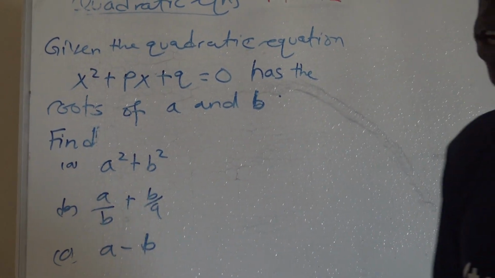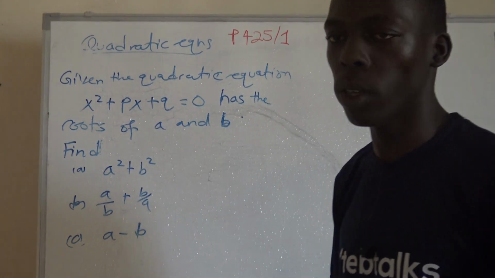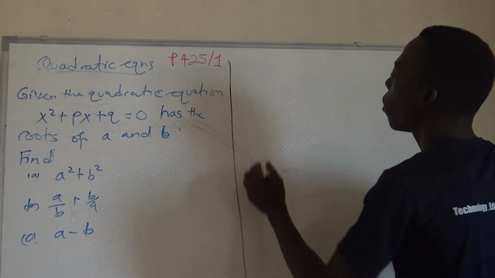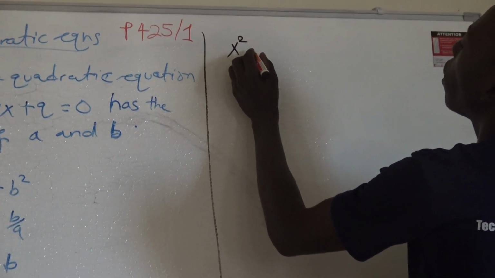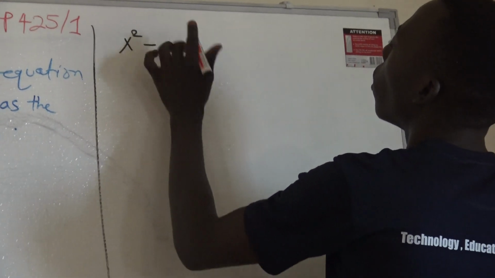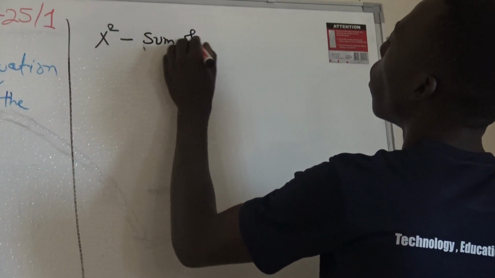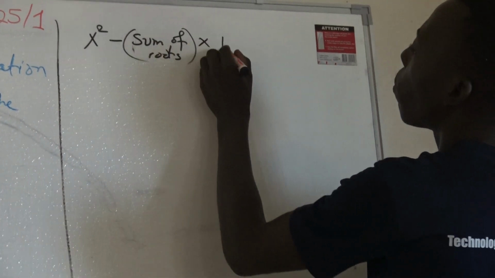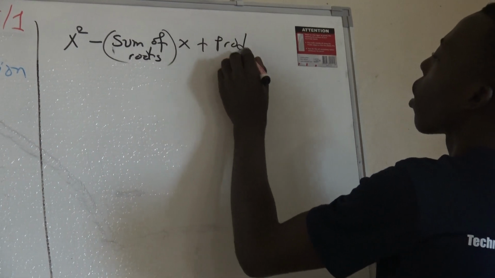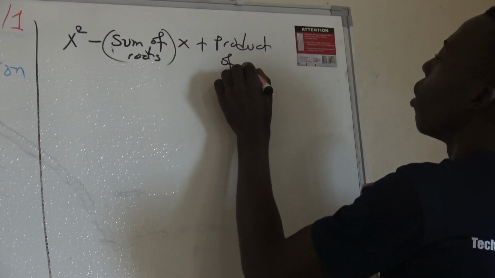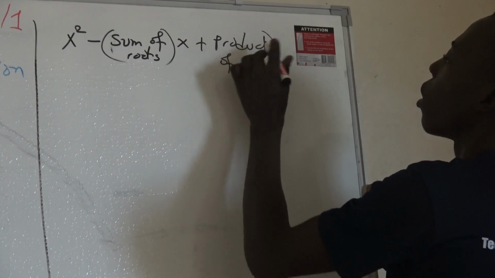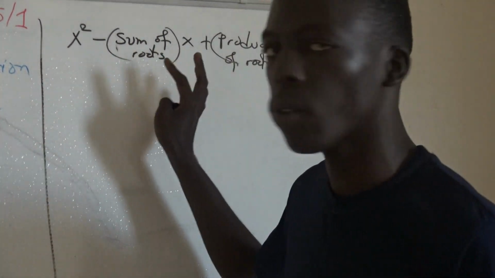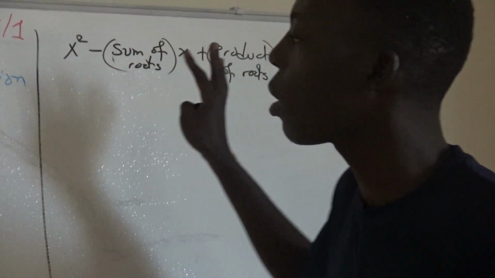So you must first know what is the format of a quadratic equation. When you're getting a quadratic equation, we say the quadratic equation is got from x squared minus the sum of roots, then times that value of x, then plus the product of roots. So this one must give us a 0. So we said that the quadratic equation is in this form. So now we must take note of that.